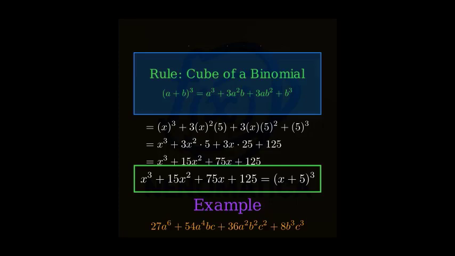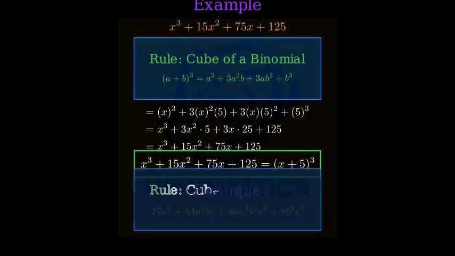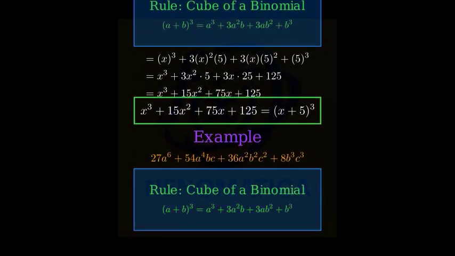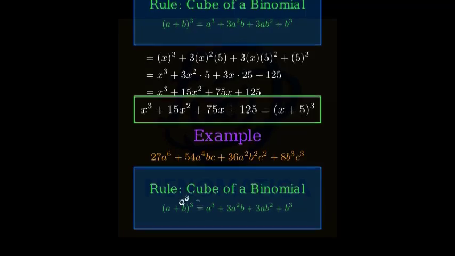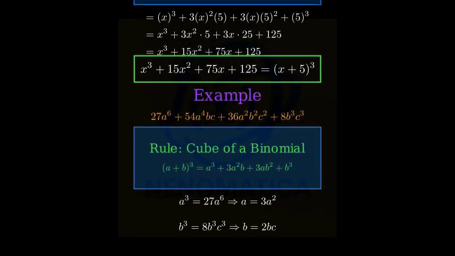Just like before, we need to recognize the pattern. This also looks like a perfect cube expression. Let's try to identify what terms would be a and b in our cube formula. Looking at our expression, we need to identify what our a and b terms would be. The first term is 27a to the 6th, which must be a cubed. So a must be 3a squared. The last term is 8b cubed c cubed, which must be b cubed. So b must be 2bc.